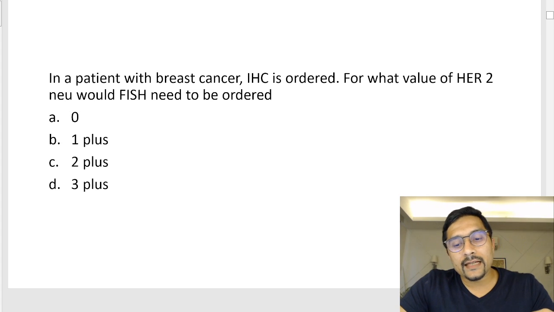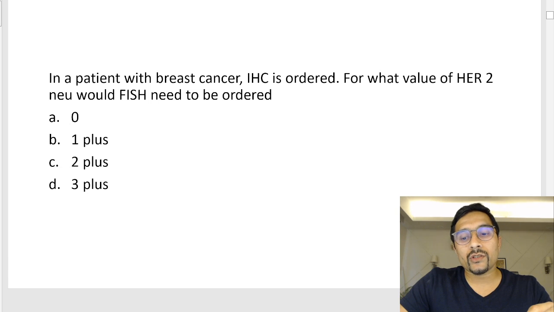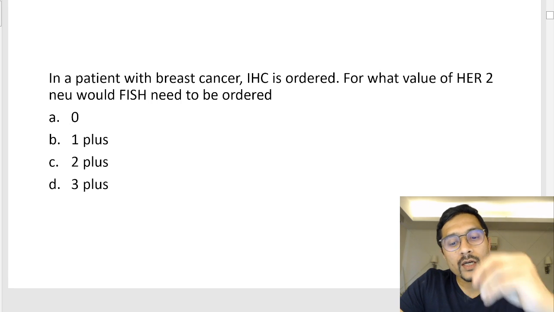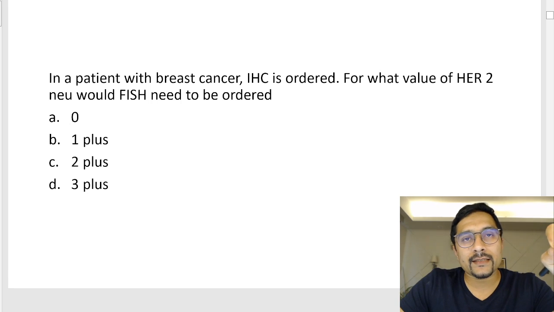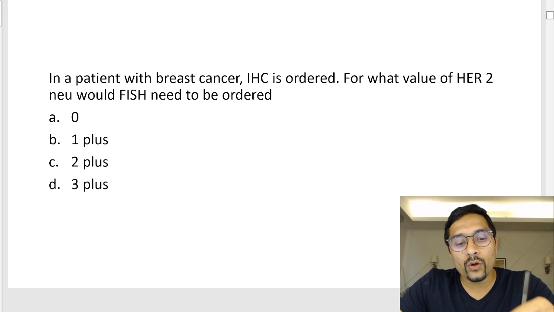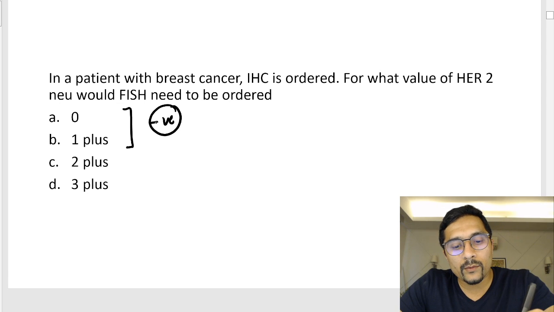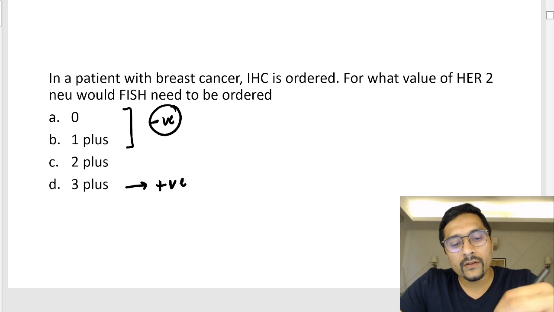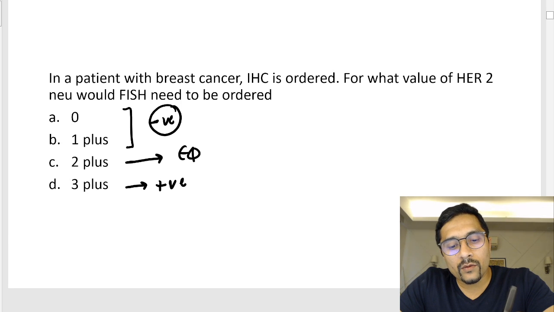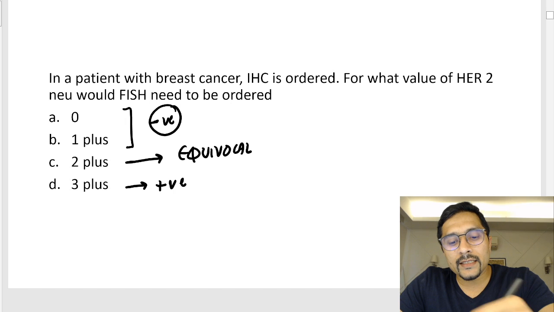In a patient with breast cancer, IHC immunohistochemistry is ordered. For what value of HER2/neu would FISH need to be ordered? Now we know HER2/neu in breast cancer, IHC can be 0, 1+, 2+, and 3+. 0 and 1+ are considered as negative. 3+ is considered as positive, and 2+ is equivocal.